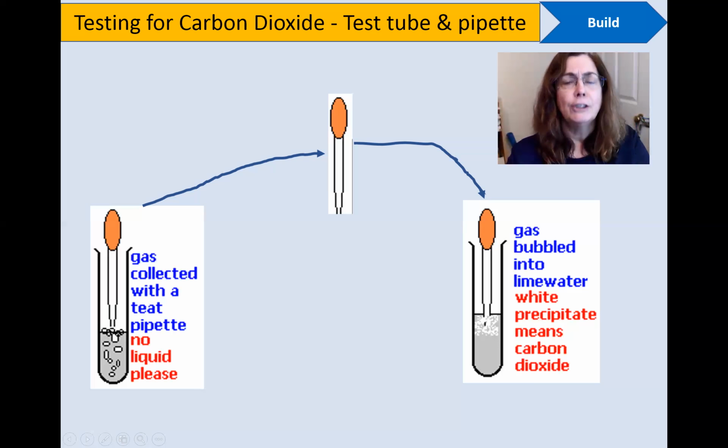We should see the changing colour. So that's another way of testing. So if you've not got very much gas, or you're not able to bubble it through lime water, you can collect it in a test tube and bubble it yourself. Now I want you to remember this because it's one of the questions I'm going to ask at the end that you need to look at.